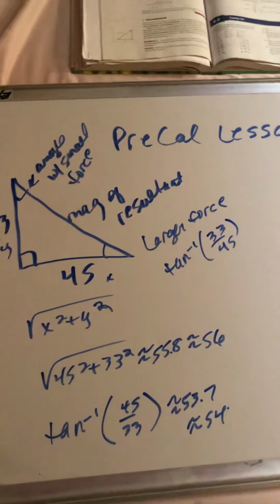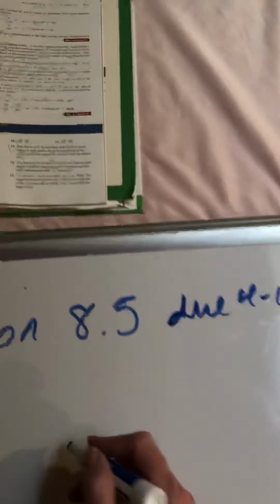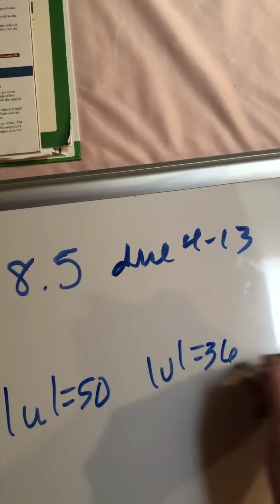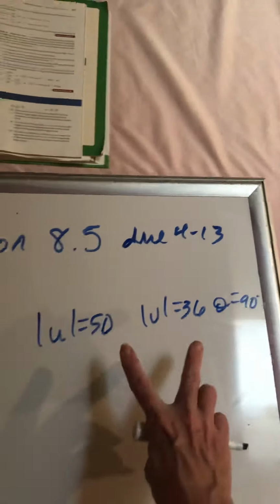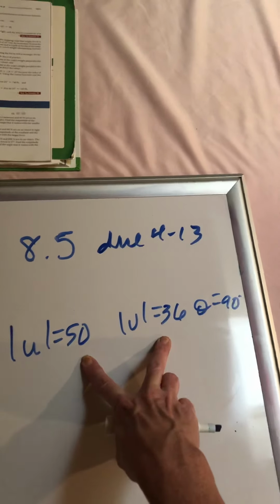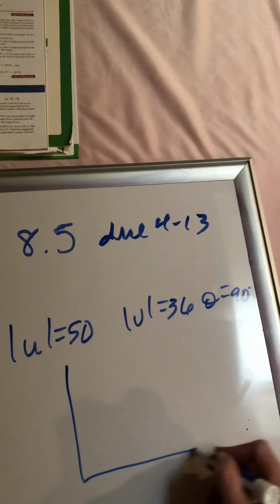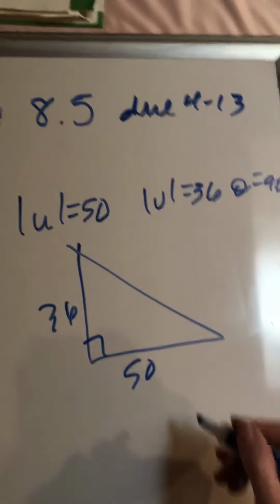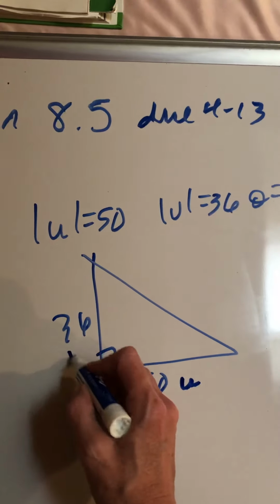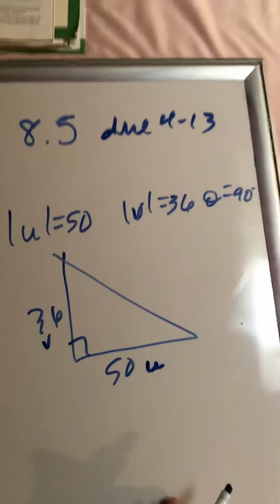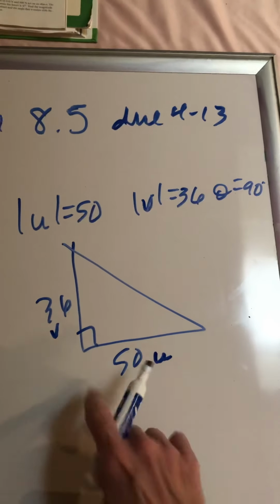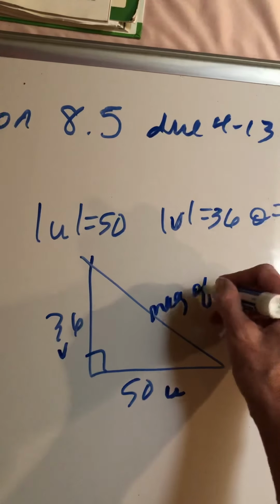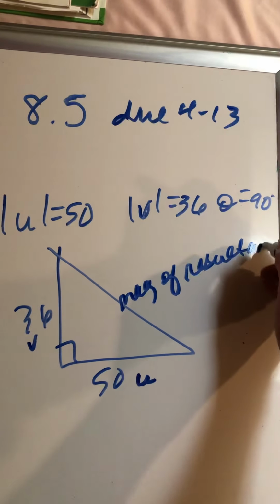Okay? So there's that. And then sometimes they will give you a vector that's 50, another vector that's 36, and your angle is 90. So guys, this is the same as this problem. You've got two forces acting at 90-degree angles. So this is 50, this is 36. This is your U, this is your V, and it's a 90 degrees. And we want, again, the magnitude of the resultant. Resultant is just where you add them up. And we just need to find the magnitude.